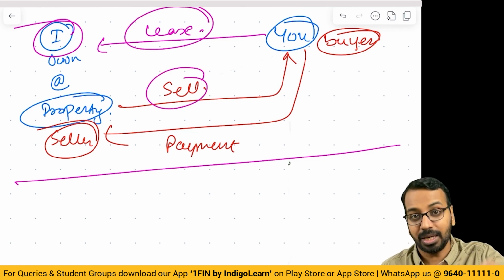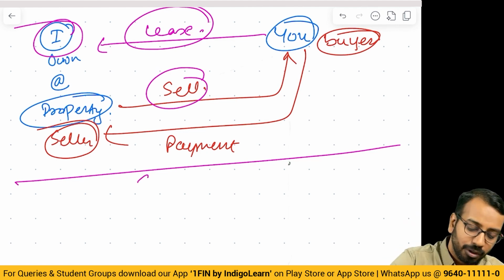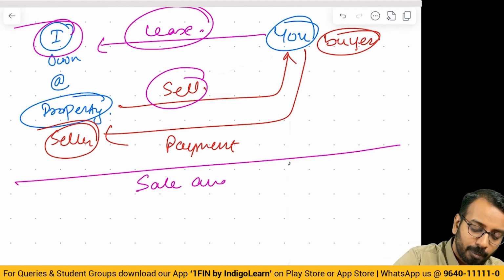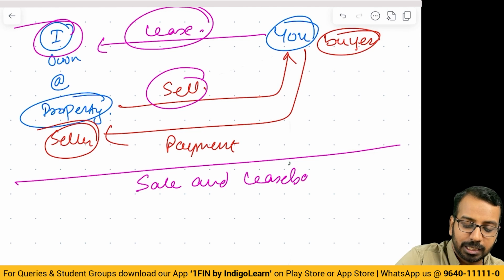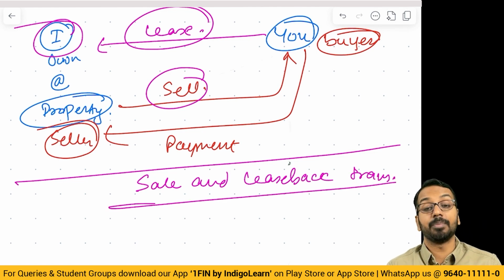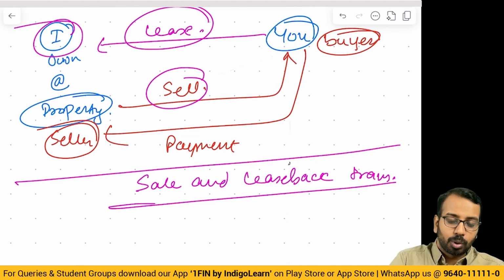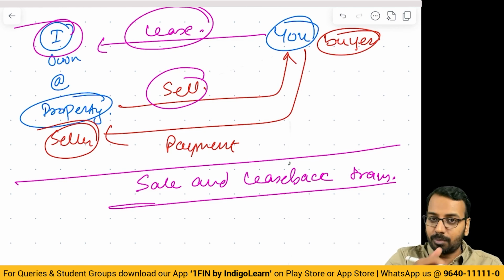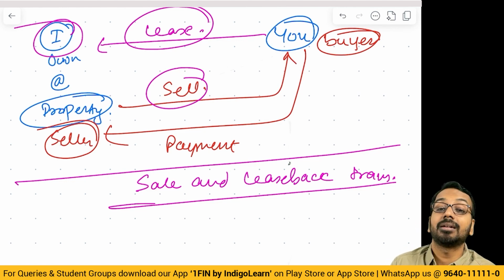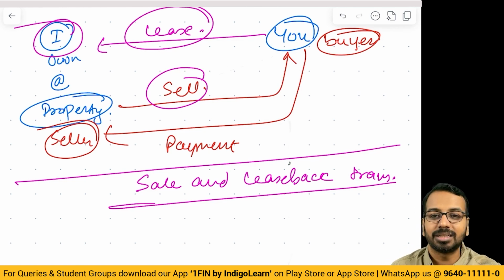I have sold the property, you have leased back the property. So that is what is called a sale and leaseback transaction. Now here we have to be very careful in evaluating what should be the presentation, because if I show it as if I have sold the asset and you have bought it back, I can manage the transaction. So what is the meaning of managing the transaction?